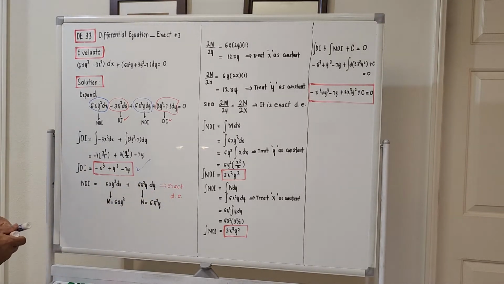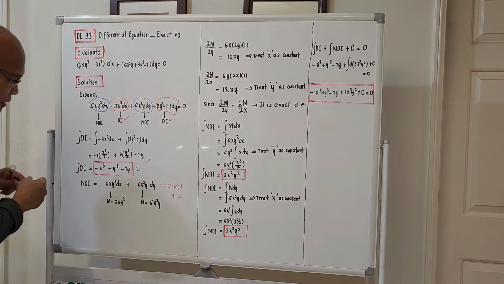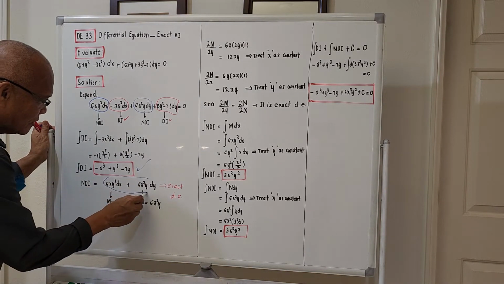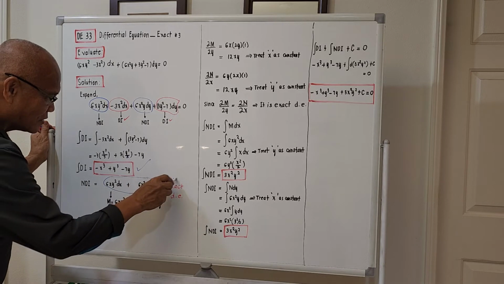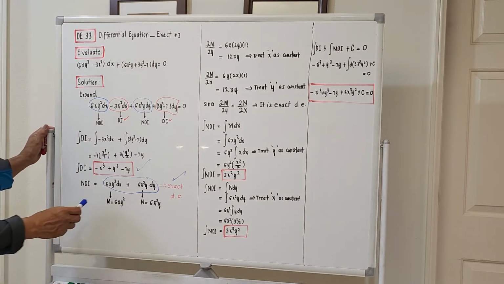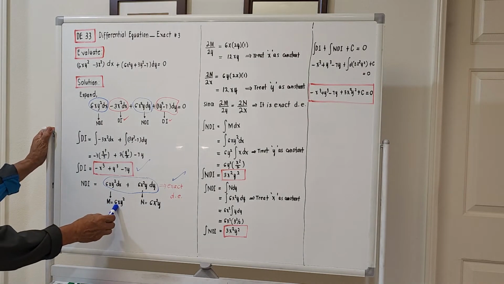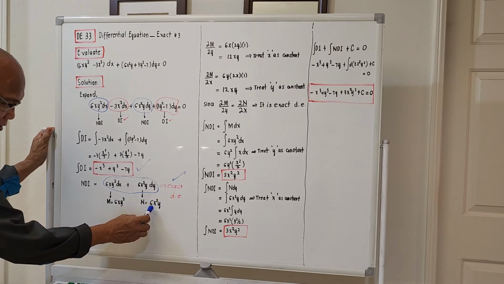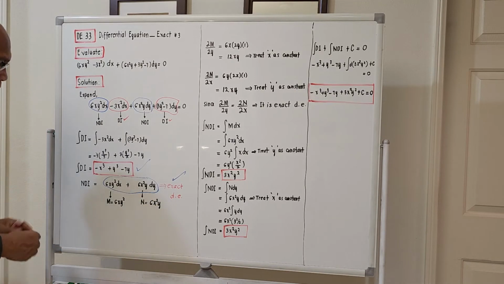I place an arrow over here. The sum of these is actually an exact differential equation. We will bring out the proof that it is an exact differential equation. M here is actually 6xy squared, and N here is actually 6x squared y.